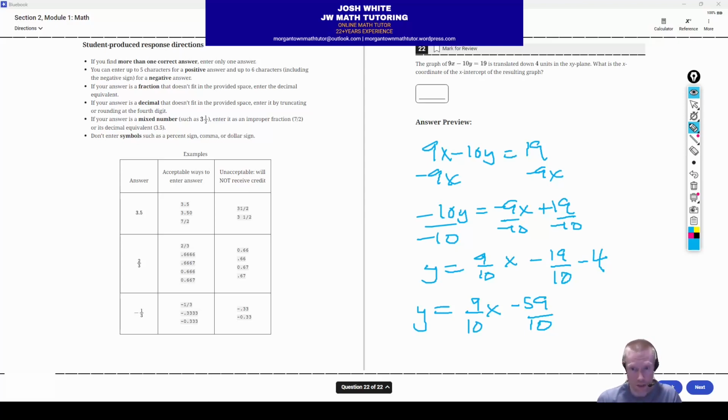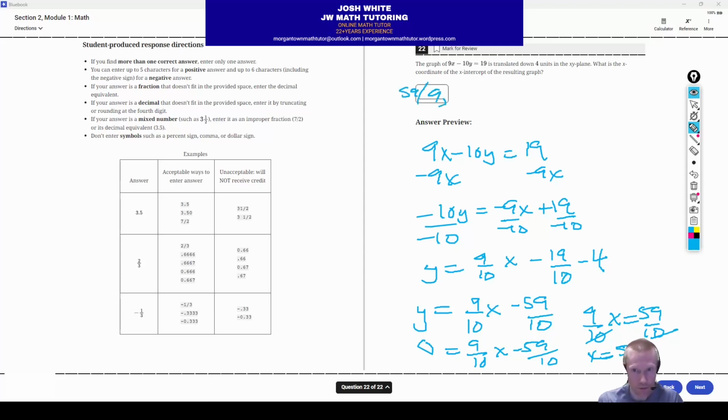So this is the new equation of the line, and now you want to find the x-intercept. So where does the x-intercept happen? Well, it happens when y equals 0. So you technically set y equal to 0, and then you just go ahead and solve this. So 9/10 x equals 59 over 10. The 10s you can just multiply by them both and cancel out. X is going to be equal to 59 over 9. So that's the correct answer.